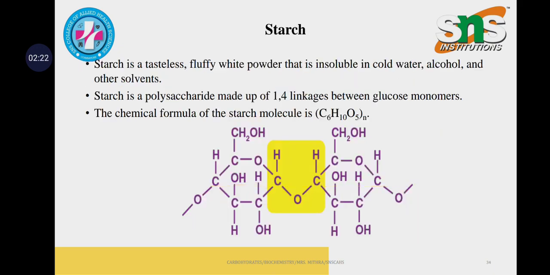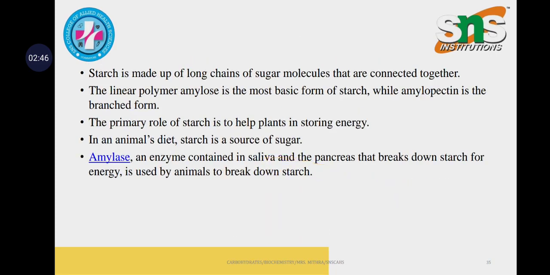Coming to starch, it is an example of a polysaccharide, and it is made up of 1,4 linkages between glucose monomers. It is a tasteless, fluffy white powder, and it is insoluble in cold water, alcohol and other solvents. The chemical formula of starch is C6H10O5N. It is made up of long chains of sugar molecules that are connected together.